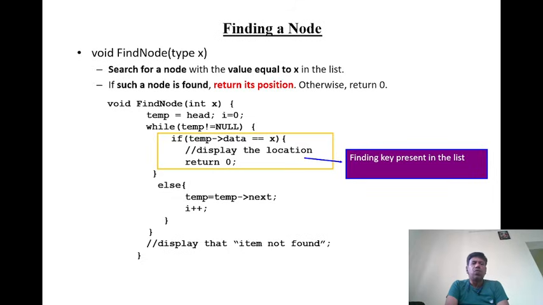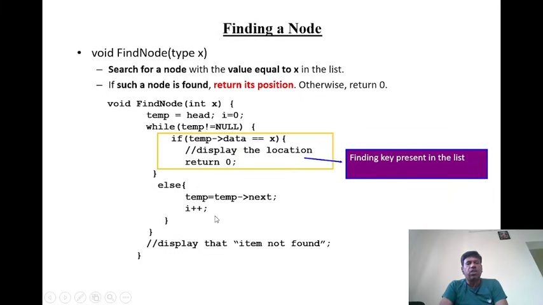Now suppose the entire list is traversed and the key is not found. What do we have to do? We have to move the temporary pointer to the next location. That is given in the else block: temp equal to temp next. At the same time, I increment the loop variable, i plus plus, because I want to give the location of it.